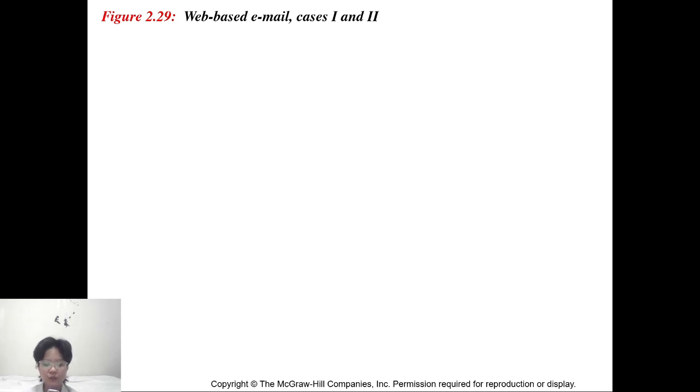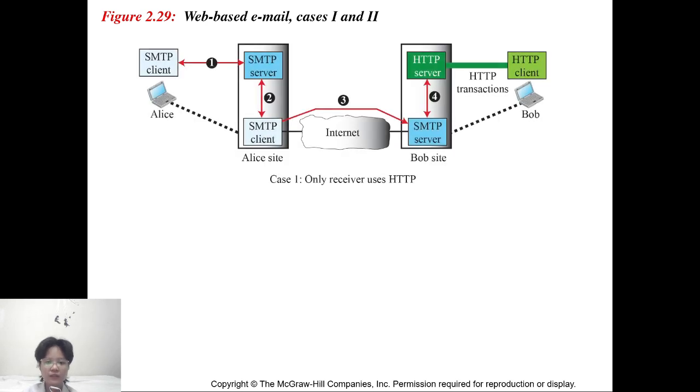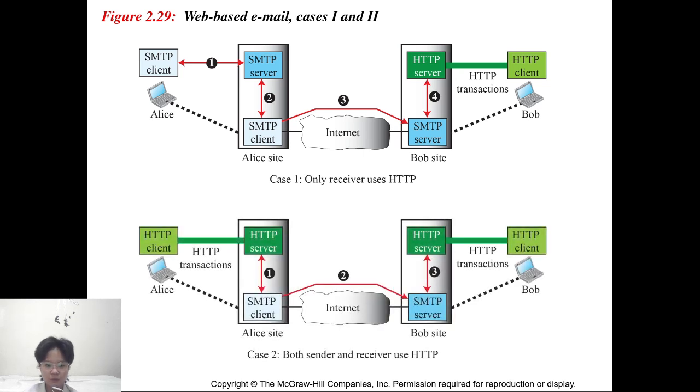Figure 2.29 is web-based email, case 1 and case 2. In case 1, only the receiver uses HTTP. In case 2, both sender and receiver use HTTP. You can see how different the client is in case 1. Alice uses an SMTP client, but in case 2, Alice's client uses an HTTP client.